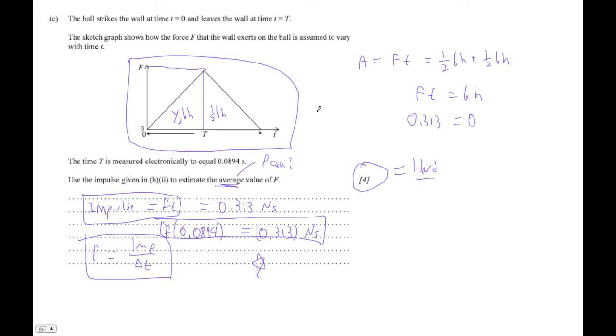The base is the time, 0.0894, and then the height is the force. And then that's also division. So I was trying to make it hard, but it's just a divide. You're going to divide that number by that number. That's kind of funny, isn't that funny?